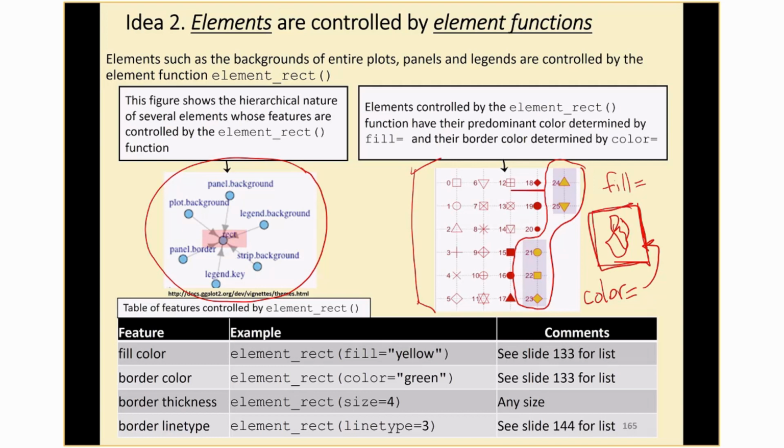So here are some of the features, and this just refers to what I said earlier, that the fill and border color are controlled by fill equals and color equals. You can specify size equals and linetype equals, but if you specify size and linetype, what that's going to deal with is the size, the thickness, and the line type of the border. So these two things only refer to features of the border of the rectangle.